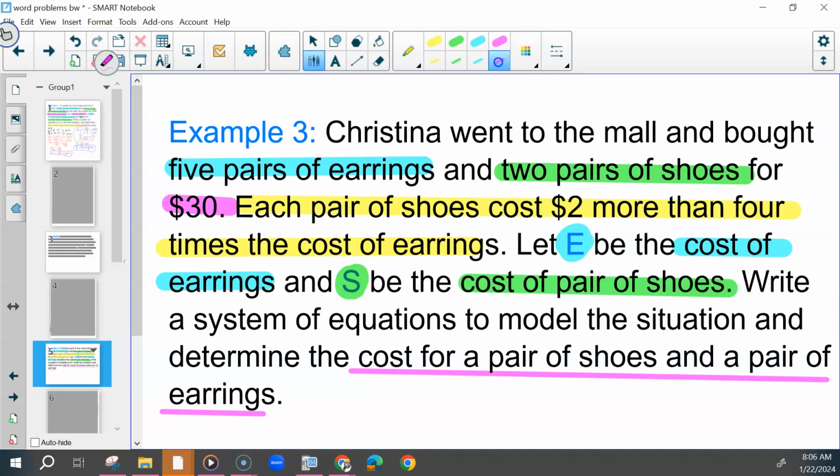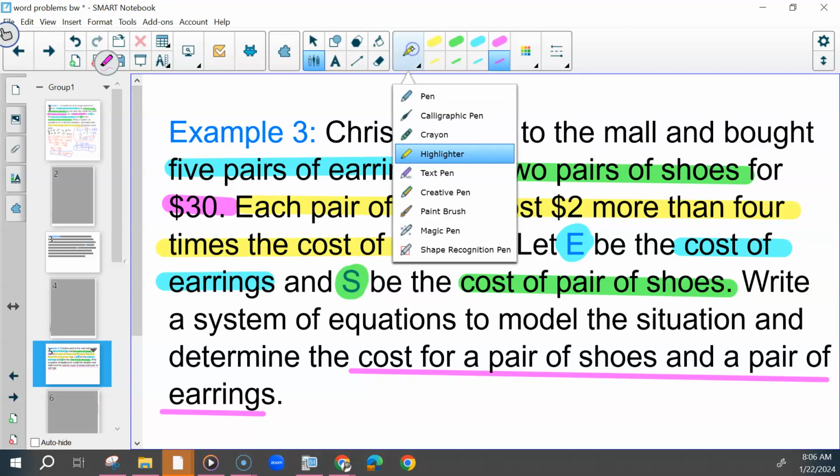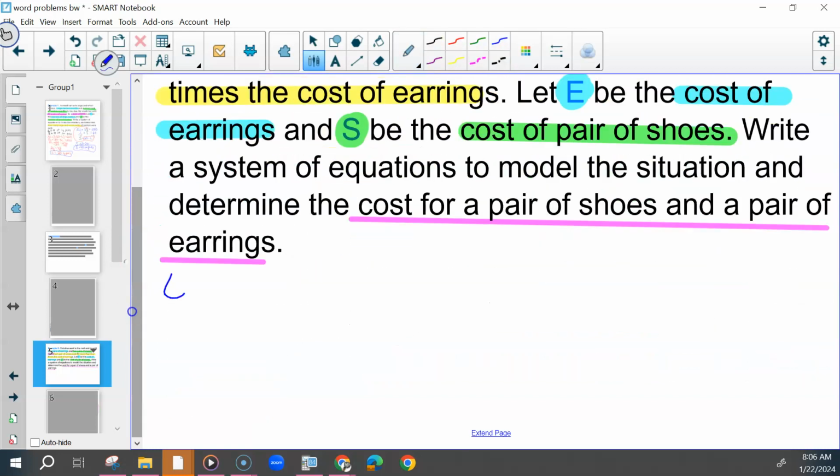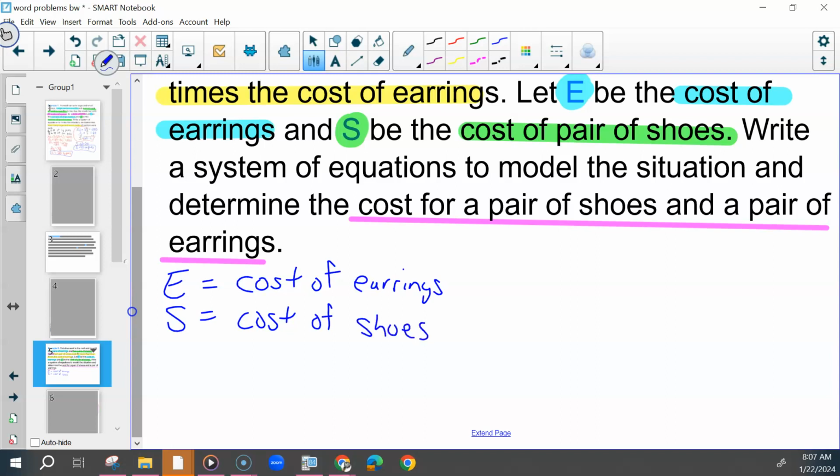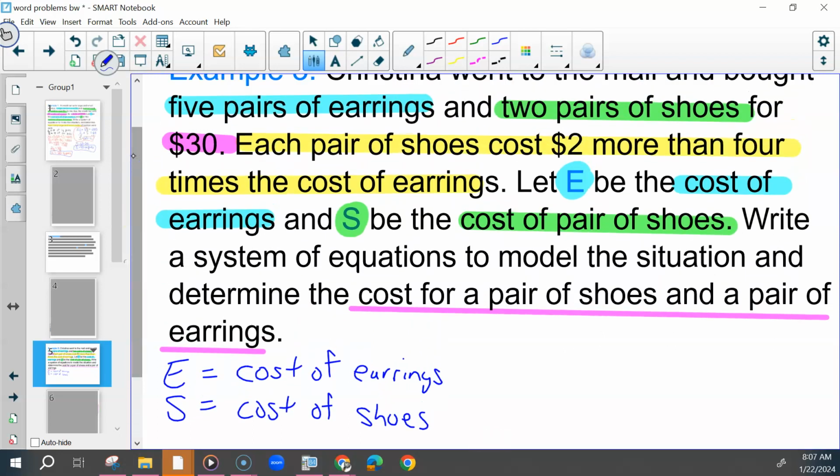So if we weren't defining our variables, if they weren't already defined, that question, what we're looking for, would help us define it. So those would match up, but I'm just going to write those two, E and S, cost of each. The equations are going to be just like the ones we just set up. And the total is going to be 30. How would we set that one up?